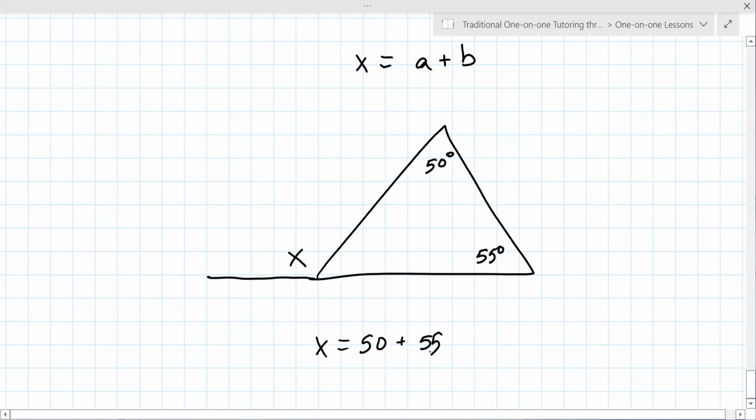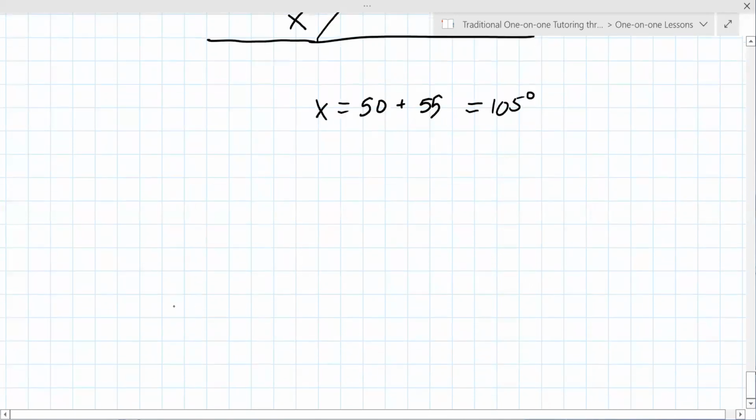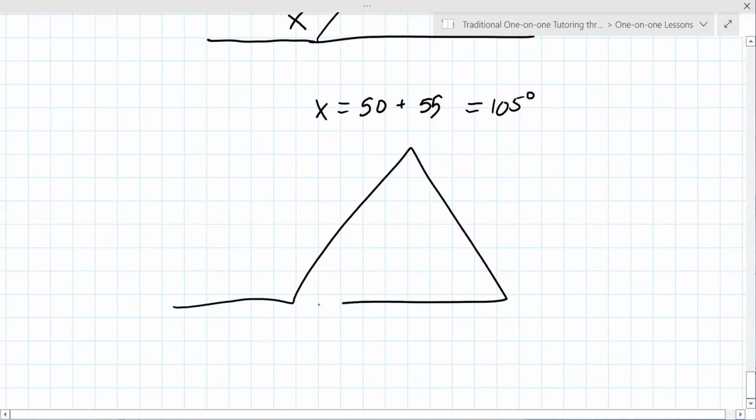Should I add up? Yes. 105. So it's 105. Good. Now, the other way this works is I could also give you the outside angle. I could tell you that this is 120 degrees and this angle is 45 degrees and ask you for this angle here, B. So 120 degrees equals 45 plus B.